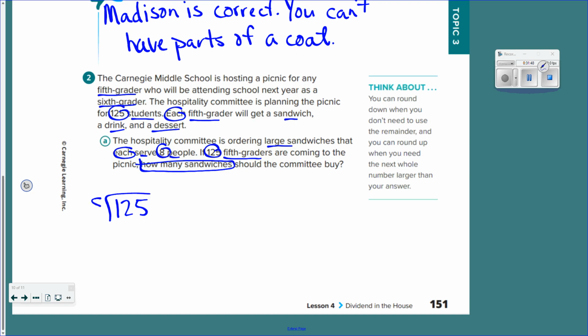Divide 125 by 8. Will 8 go into 1? No, we'll go into 12. Yes, 1 time. Gives me a 4. We'll go into 45. Yes, 5. Okay, I still have 5. So what do I do with this remainder? How many sandwiches does the committee need?